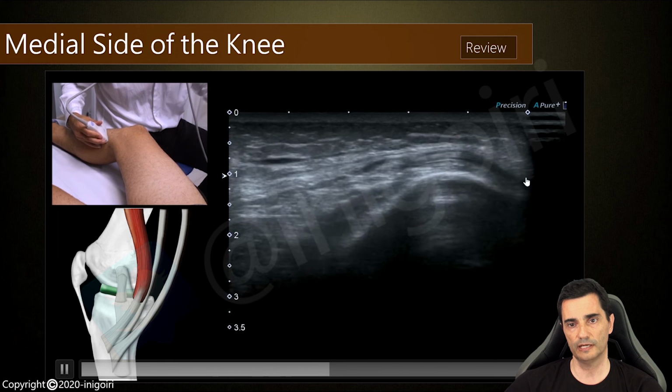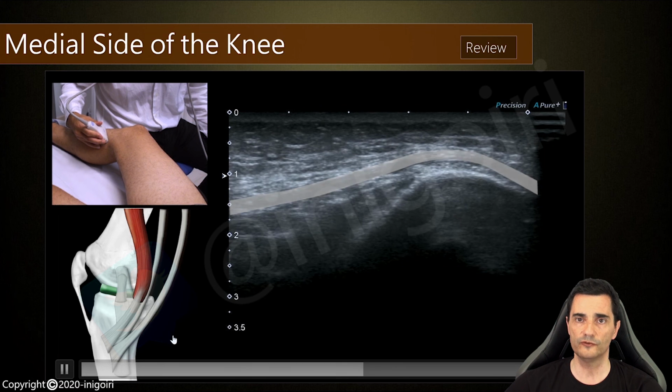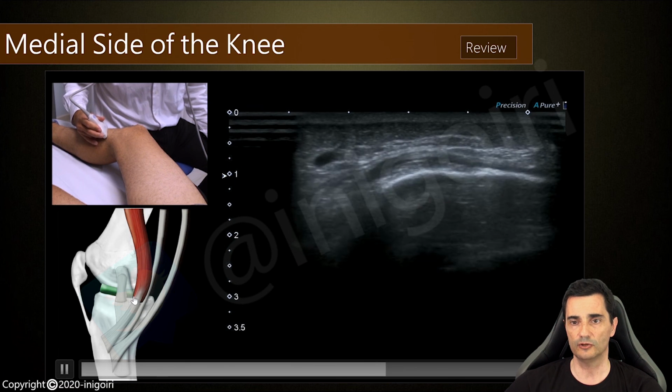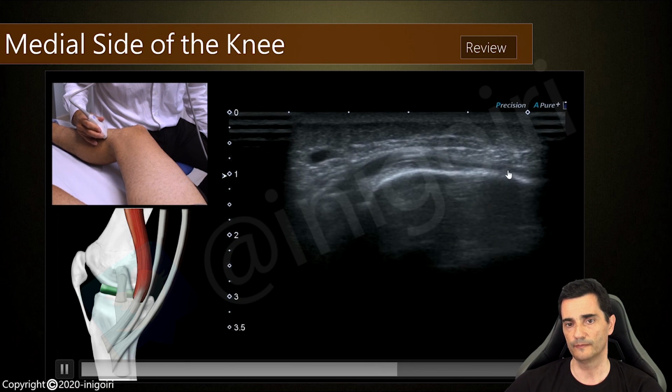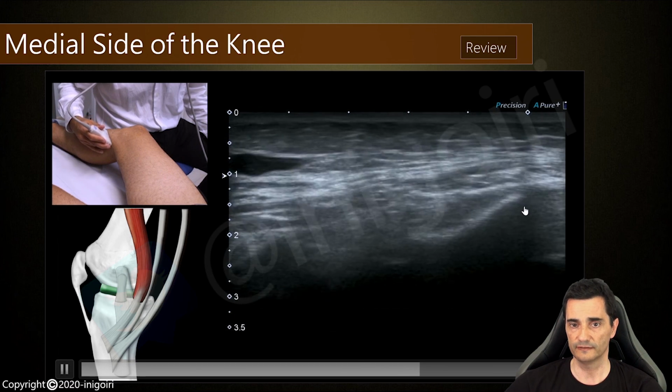Take a look at the probe, and now you can see this image here. Okay, so we can have an accurate view of the tendons of the Pes Anserinus in both short and long axis and its insertion on the tibia. And as you can notice, we cannot see the bursa.